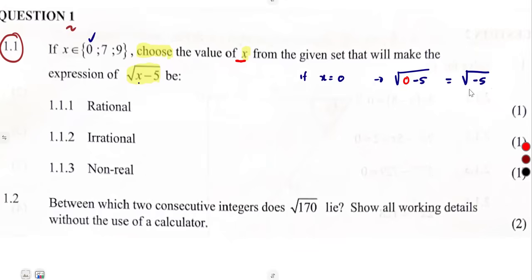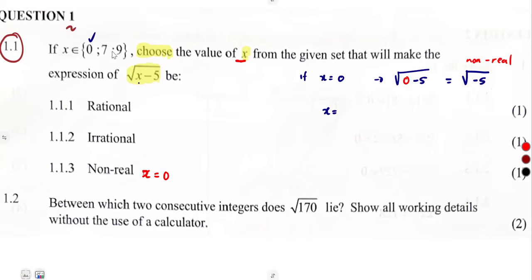Can you simplify the square root of minus 5? That is impossible. This is non-real. We cannot determine its value. So you can see that where x is equal to 0, our answer is going to be non-real. The question here is choose the value of x. So if x is 0, our answer is going to be non-real. All right, let's move on.